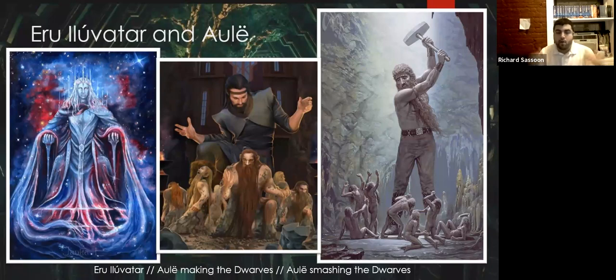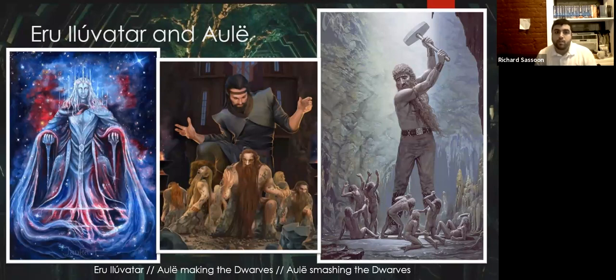Below him are what are called the Valar. The Valar are these sort of angelic beings. Eru Iluvatar has possession of what is called the secret fire. This is the ability to give life forms true independent thought and motion. None of the Valar possess this. The Valar, though, do have amazing creative abilities, and one of those Valar is called Aule.